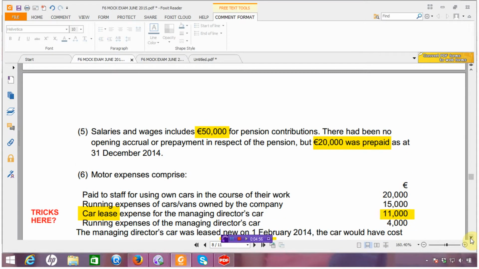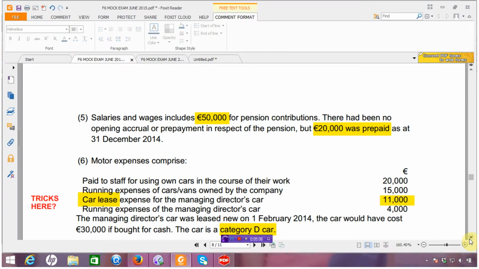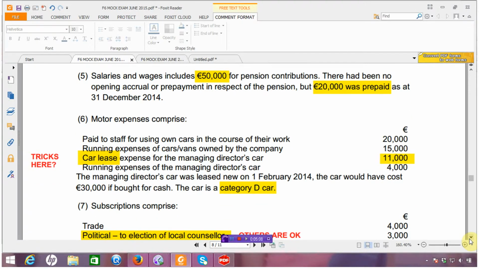Next point is in relation to pensions, something that I would invariably expect to see within an adjustments to profit computation. In this particular case, we have 20k prepaid, and we'll see in the comp how that's dealt with. Motor expenses, more often than not, there are quite a few items that they'll put in that are allowable. I always err on the side of allowability unless there's something very, very obvious.